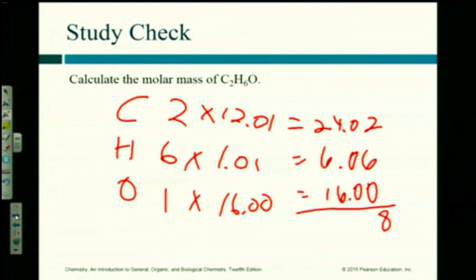46.08. Who said what? Me? Yeah, 68. Whoa? 2 times 12 is 24. 6 times 1 is 6. 1 times 16 is 16. 24 and 16 is 40, and 6 more is 46.